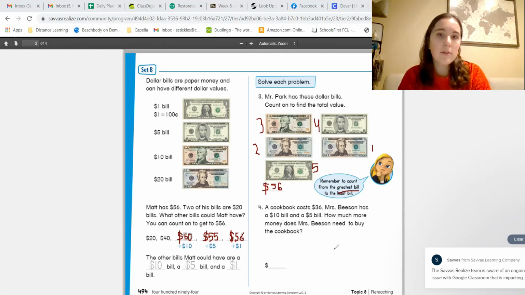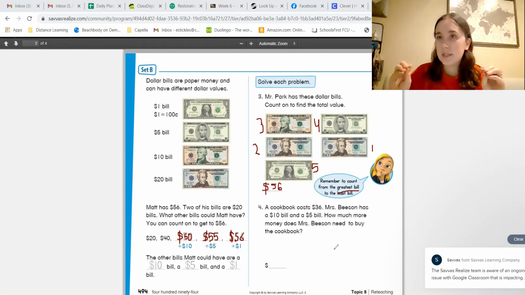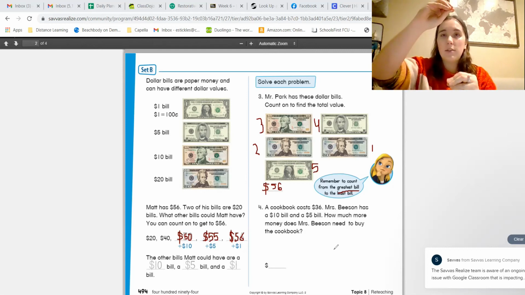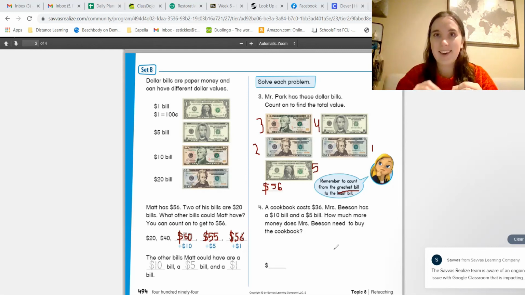So what you need to do, my friends, is figure out how much money does she have, and then if the cookbook costs $36, how much more does she need? So the money she has, the money that she needs, what's the difference? Okay, take your time, do your best to solve it, and then come back to me when you think you found your answer.